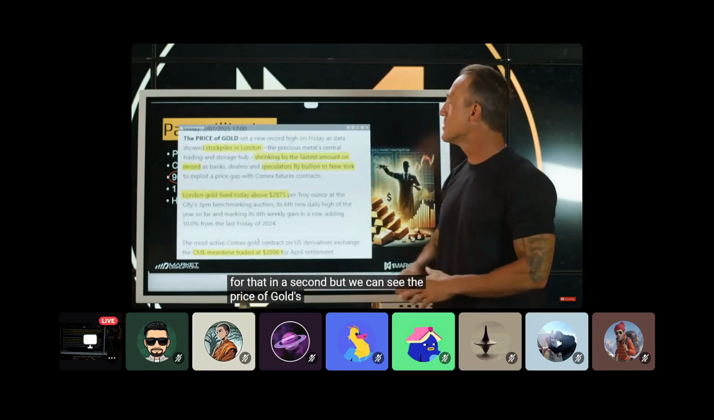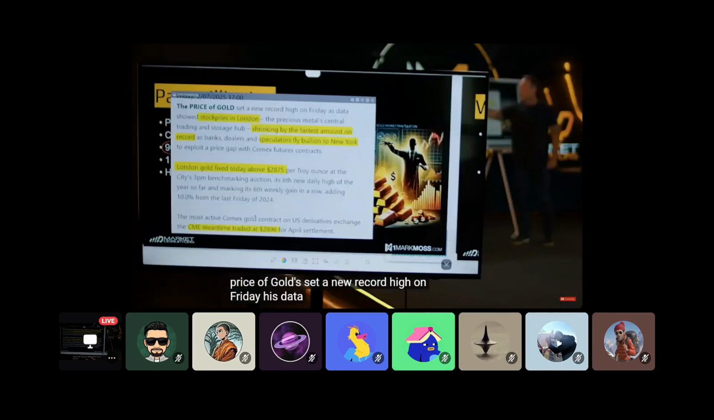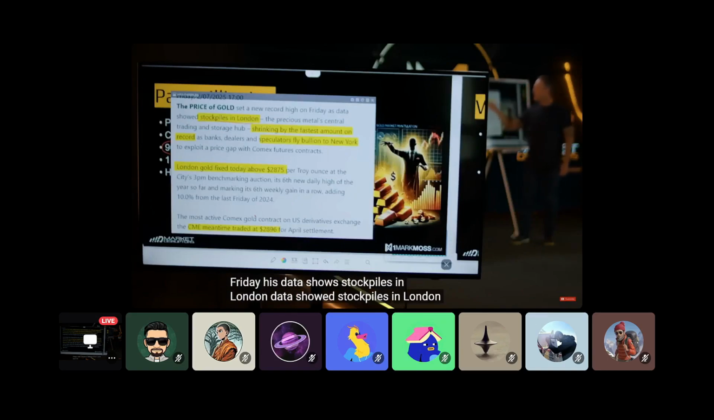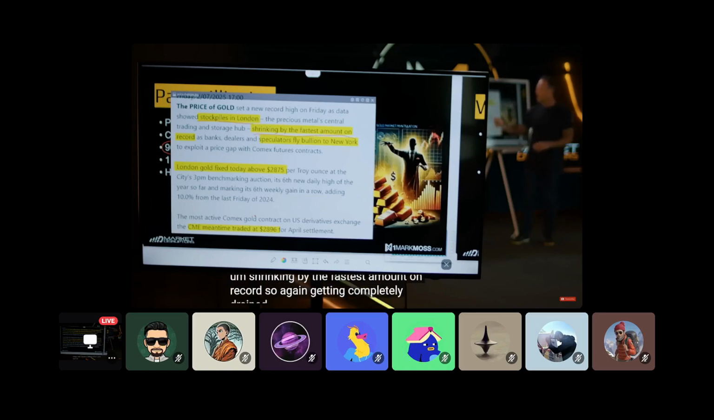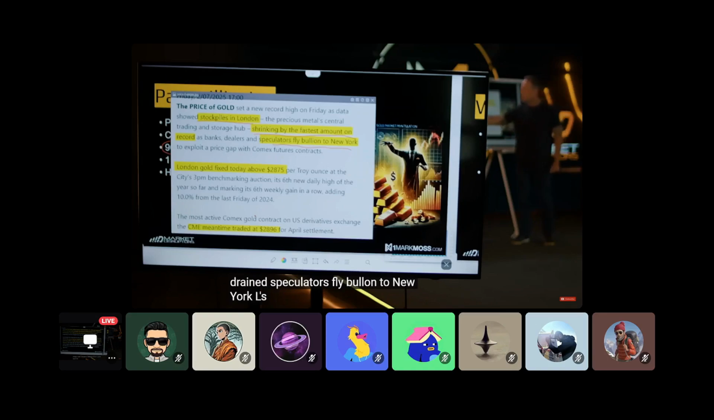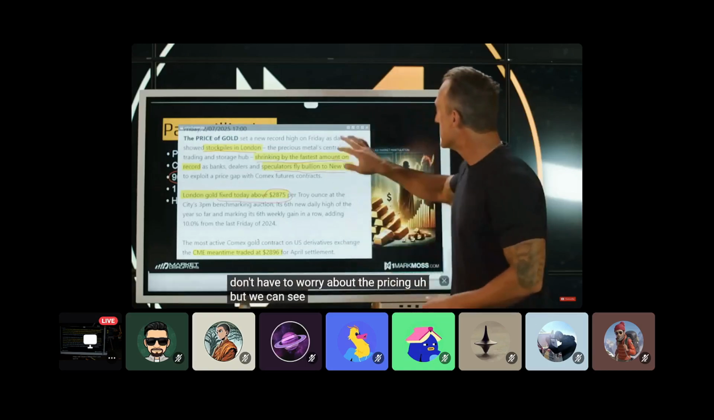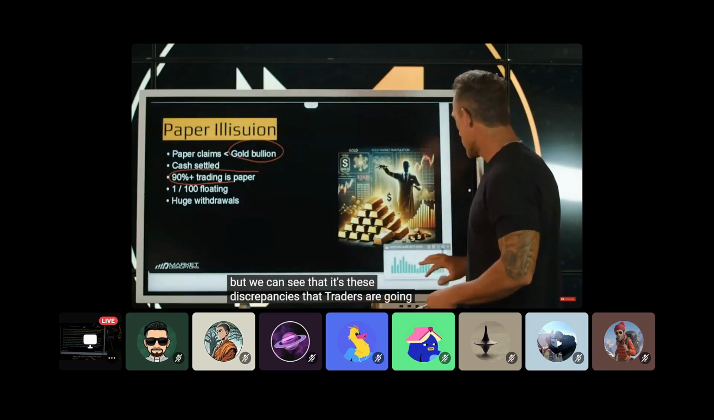But we can see the price of gold set a new record high on Friday. This data shows stockpiles in London. Data showed stockpiles in London shrinking by the fastest amount on record. So again, getting completely drained. Speculators fly bullion to New York. London's gold fixed today above 2075. We don't have to worry about the pricing, but we can see that it's these discrepancies that traders are going after.